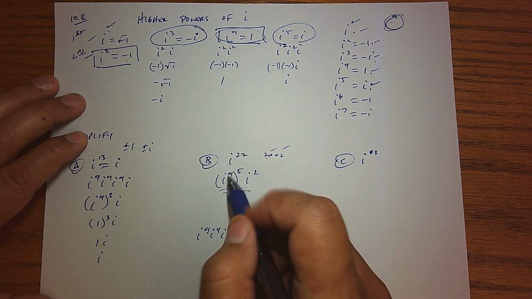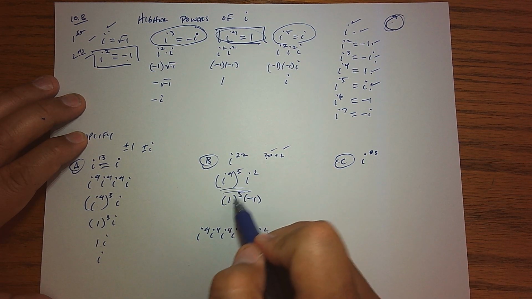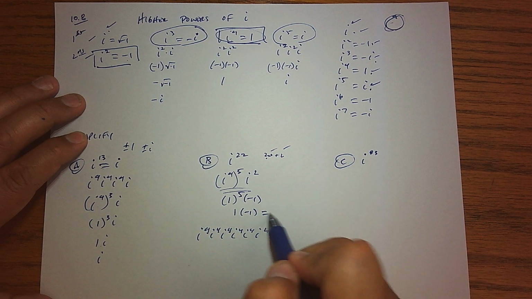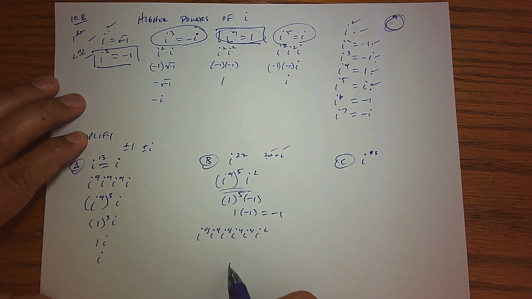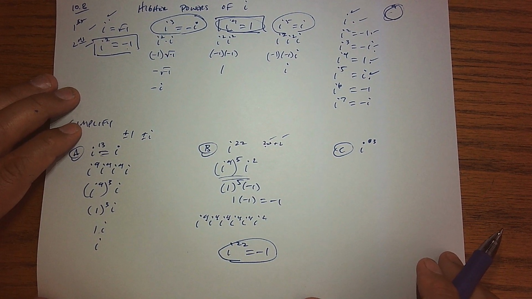So i to the fourth is 1, i squared is negative 1, 1 to the fifth is 1, and we're multiplying it by negative 1. So what's our final answer? Negative 1. So i to the 22nd is the negative 1 choice. So that's what that turns out to be.